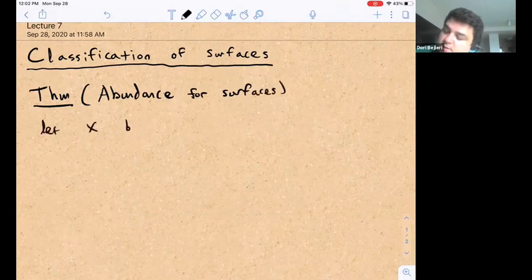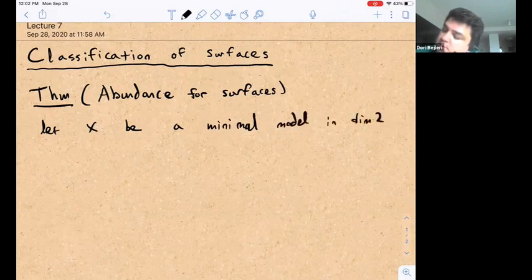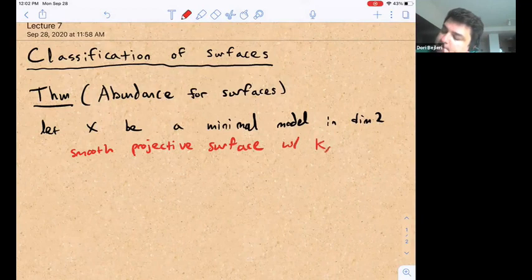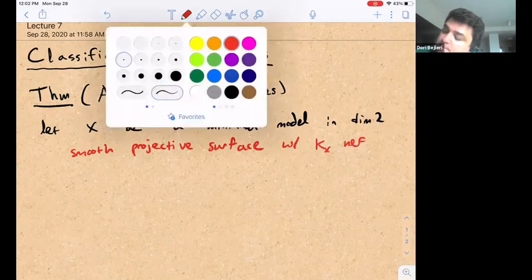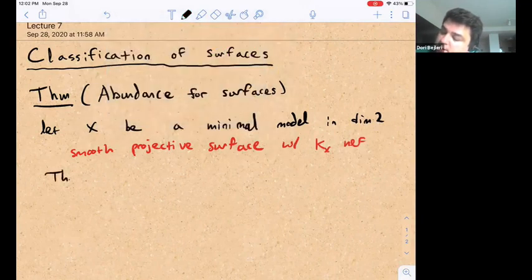Let X be a minimal model in dimension 2, meaning a smooth projective surface with K_X nef. Then K_X is semi-ample.